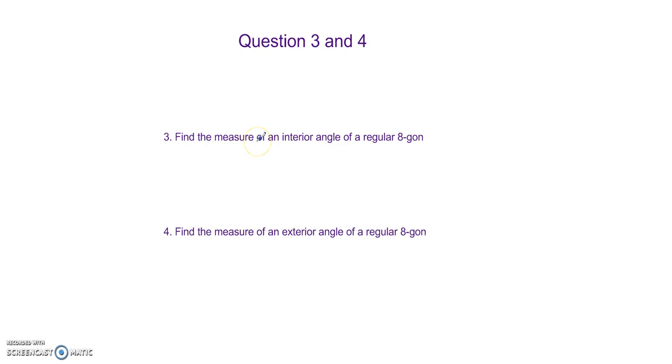All right, lastly, I'm going to leave you with 2 questions. So first, I'll ask the first one and pause the video for you to answer, and then I will let you do the same thing for the second one. So, question 3, the first question. Find the measure of any interior angle of a regular 8-gon or octagon. Okay, and lastly, please find the measure of an exterior angle of a regular 8-gon or octagon, right? So the first one you're looking for the interior, and now you're looking for the exterior angle.